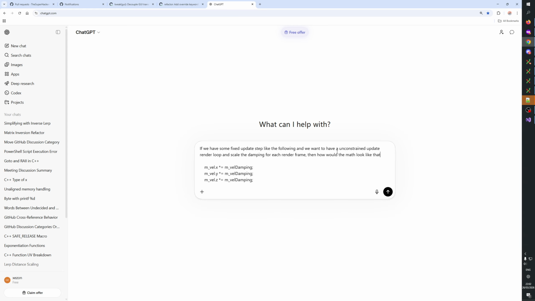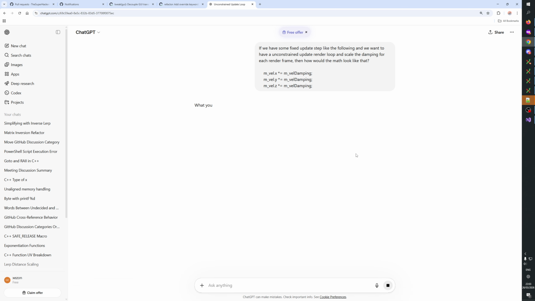It's not like we can't multiply by time scale here. We need to somehow think about this. I was just recently thinking about this, but I already forgot it. I'm not sure. Let's just ask. Let's see what it comes up with.